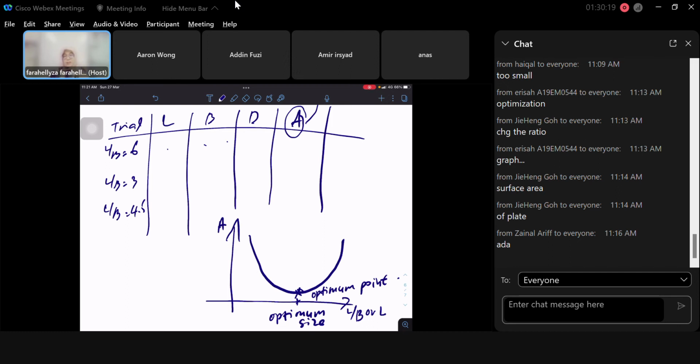So you have to do this iteration process, trial and error process. You change the L upon B ratio. It's actually a long process. It's not that you just change L upon B. Once you have found the correct L upon B, then you change the B upon D ratio to see which B upon D will give you a more optimum size. So that is an iterative process. It's a long process actually.